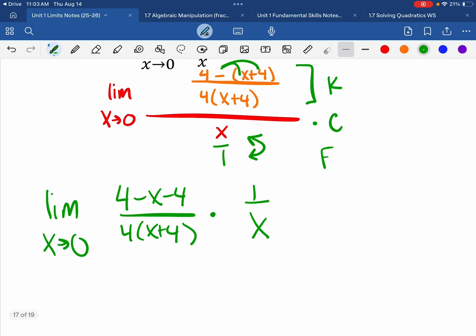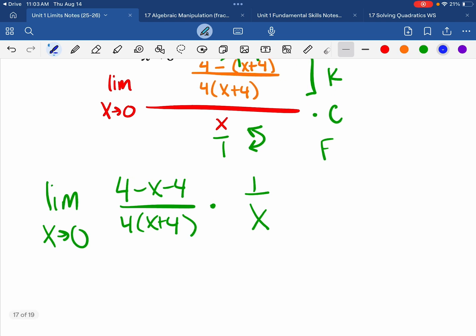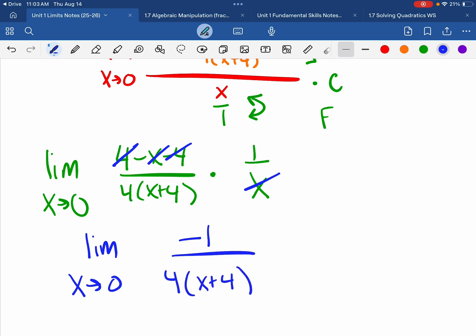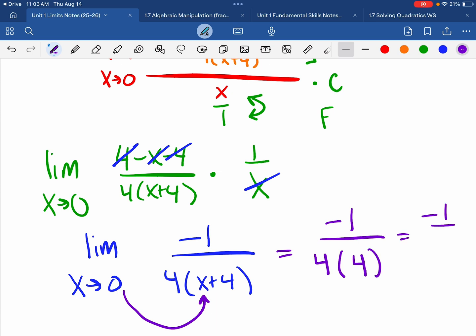So after your keep, change, flip step is when you can start canceling stuff. So what cancels? The 4s, and then the x's. What is still on top? A -1. Yep. So we have the limit as x approaches 0. The -1 is still on top. The 4 times x plus 4 is on bottom. And so now I can directly sub in the 0. And I got 4 times 4, which is going to give me -1 over 16.